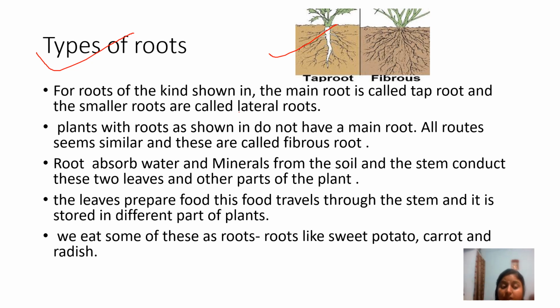Here are some examples of roots. In the previous chapter I also told you that we eat different parts of plants. We eat leaves, flowers, stems, and roots. Some examples of roots that we all eat are sweet potato, carrot, and radish. These all come under roots.